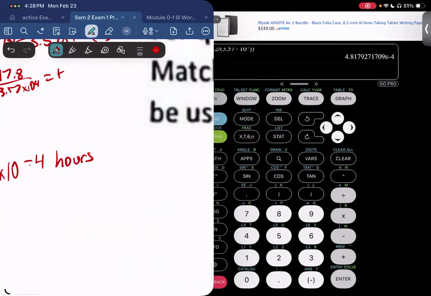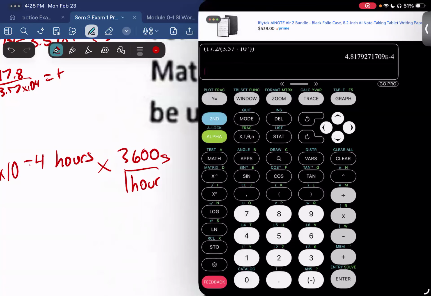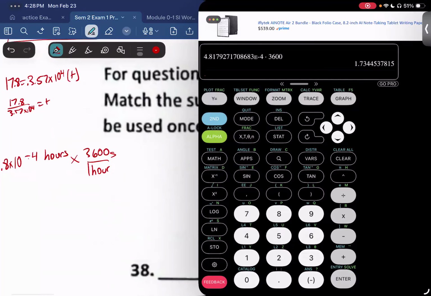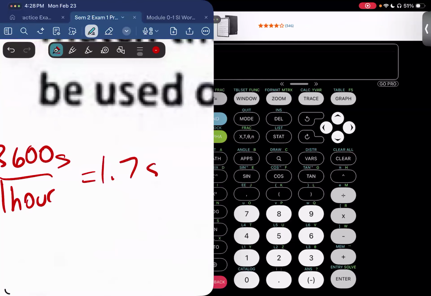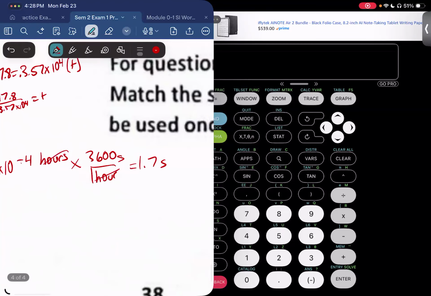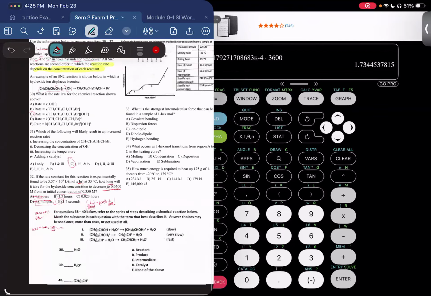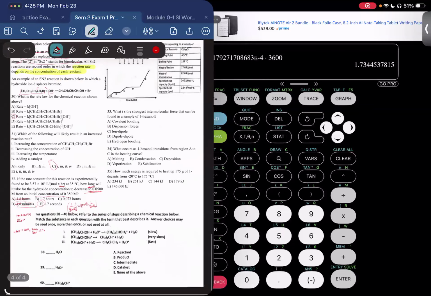Of course, if you want to check it, you can. But for every 1 hour, you're going to have 3,600 seconds. And you could do that because for every 1 hour there are 60 minutes, and for every 1 minute there are 60 seconds. So there's 3,600 seconds. Let's take this and multiply it by 3,600, and we got 1.7. And this is going to be seconds, right? This is dimensional analysis. We did this in the first module of last year. So that's E.